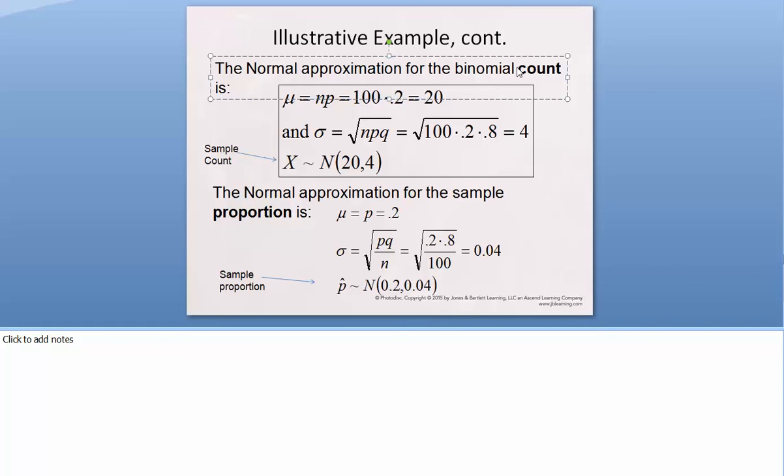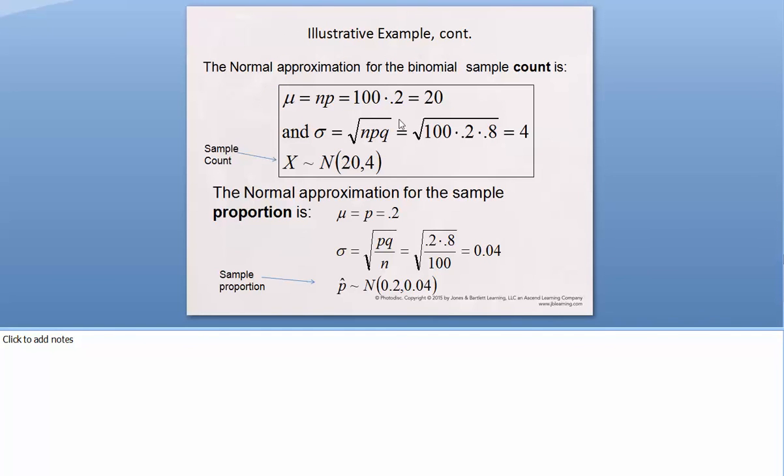So we have the normal approximation to the binomial sample count and also the normal approximation to the sample proportion. Okay, let's go to the next slide.